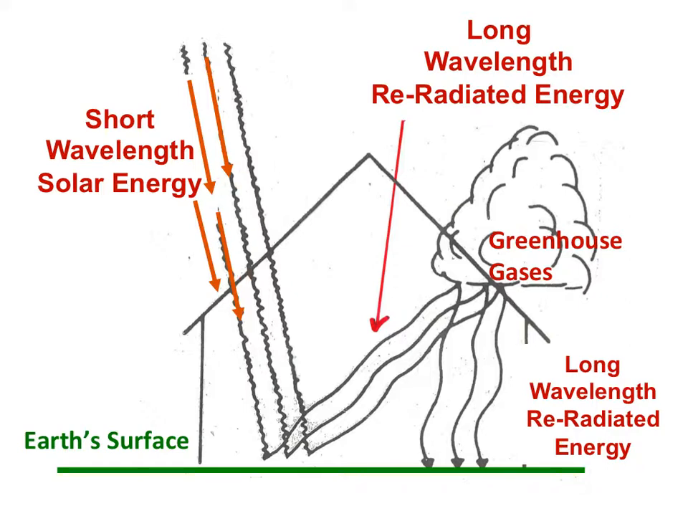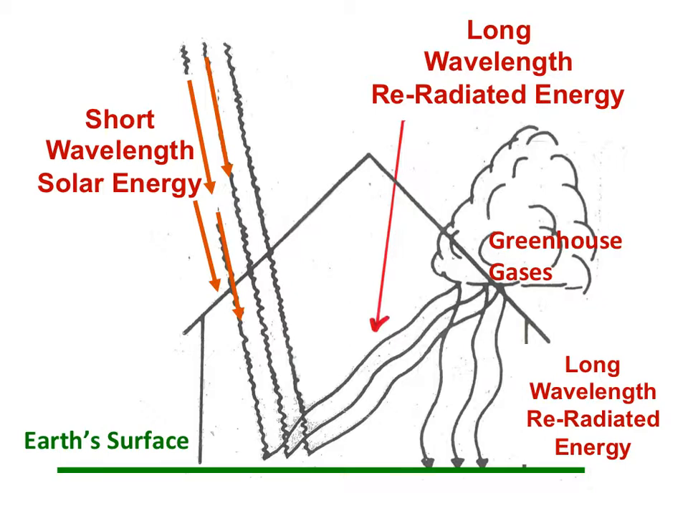Short, visible wavelengths stream through the atmosphere, represented by the glass of the greenhouse. The Earth absorbs the short, high-energy wavelengths and re-radiates them back out as long, low-energy wavelengths, heat. The gases of the atmosphere, represented by the glass here, absorb the long wavelengths and re-radiate those long wavelengths back to the Earth, serving to warm the Earth.